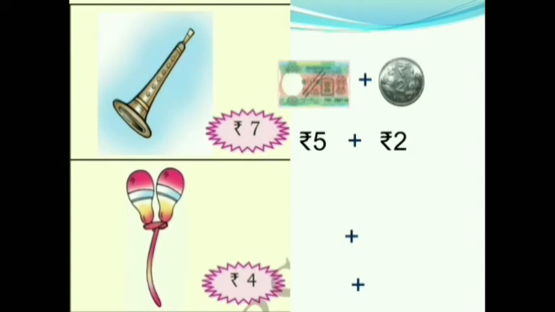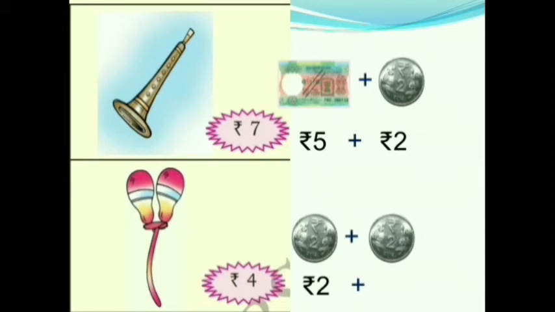Now we have balloons. What is the price of balloons? Yes, the price of balloons is 4 rupees. Here, which two notes or two coins add up to 4 rupees? Yes, two 2 rupee coins add up to 4 rupees. 2 plus 2 is equal to 4.